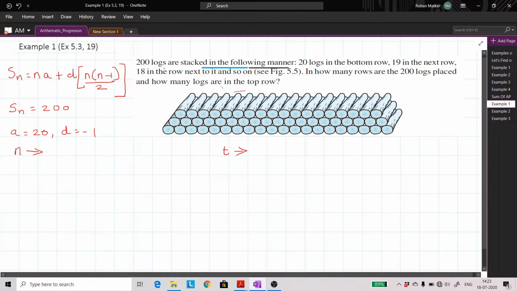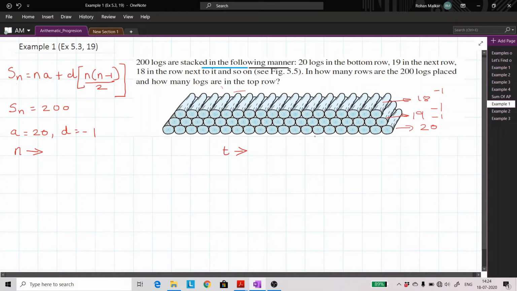Let's first understand this. The bottommost row contains 20 logs. The row above it contains 19, and the row above it contains 18. So as you go up each row, the number of logs is reduced by 1. If I subtract 19 minus 20, I get minus 1. If I subtract 18 minus 19, I get minus 1. And if there is one more row above, you get 17 minus 18, you again get minus 1.